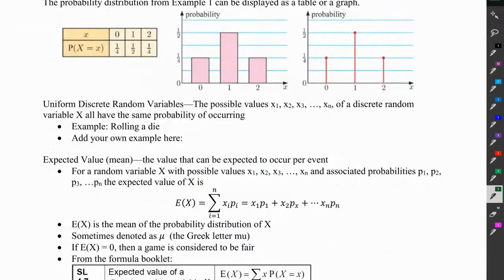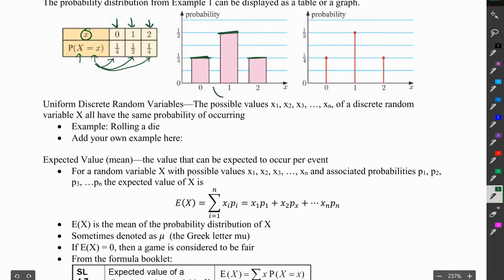We can also display this as a table or a graph. Notice our lowercase x would be the 0, 1, or 2, which is the number of heads we could have. If the value is 1, then our probability is 1/2. If the value is 0, our probability is 1/4, and the same for 2. So we just put it in a table. There are 2 different types of graphs we could use. We could use a bar graph: 0 has probability 1/4, so we draw the bar going up to 1/4. 1 is 1/2, 2 is 1/4.